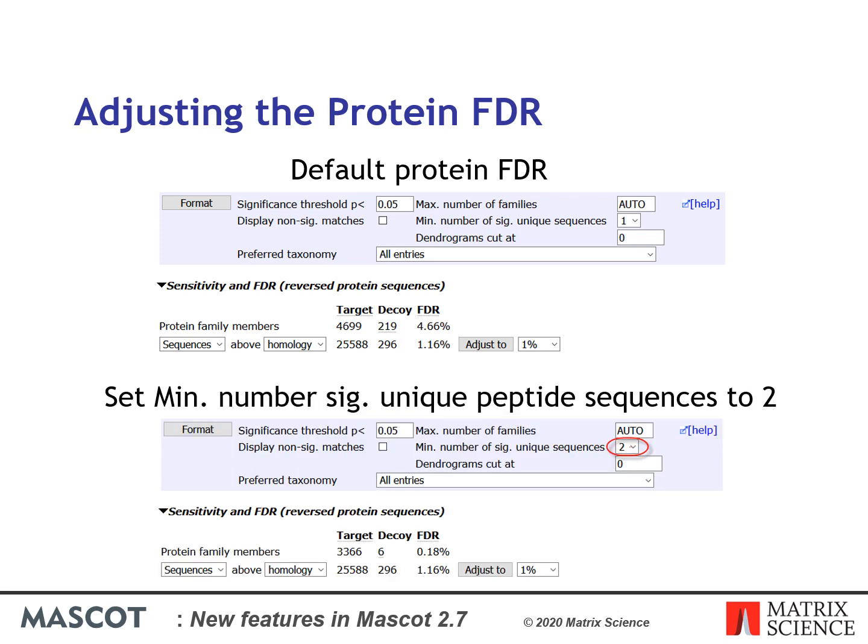ways. We can adjust the minimum number of significant unique sequences. This has quite a strong effect on the protein FDR. If we change it to 2 and eliminate the one-hit wonders, the protein FDR drops to about 0.18%.